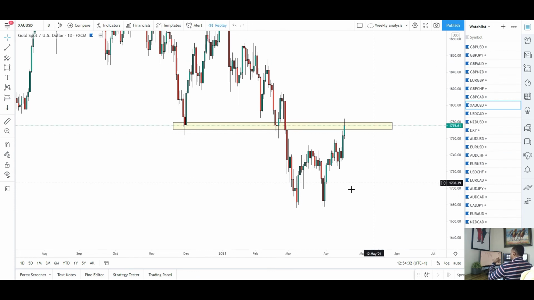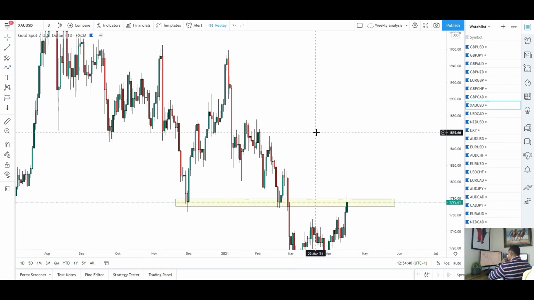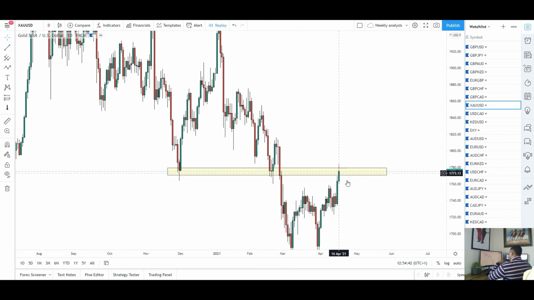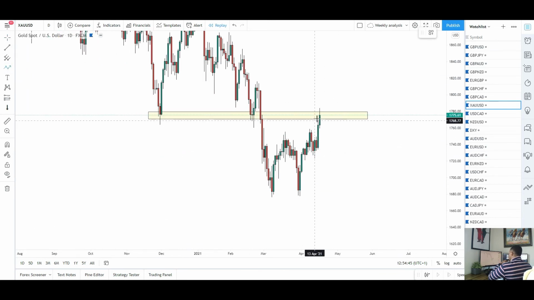However, we are coming to that resistance where I do expect to see a bit of a reaction for gold, because again, it's a very strong area. You can see we did get this big move to the upside from that same support, so it does have a lot of weight behind it. So I'm expecting to see a bit of a bearish reaction now for gold coming into that area.